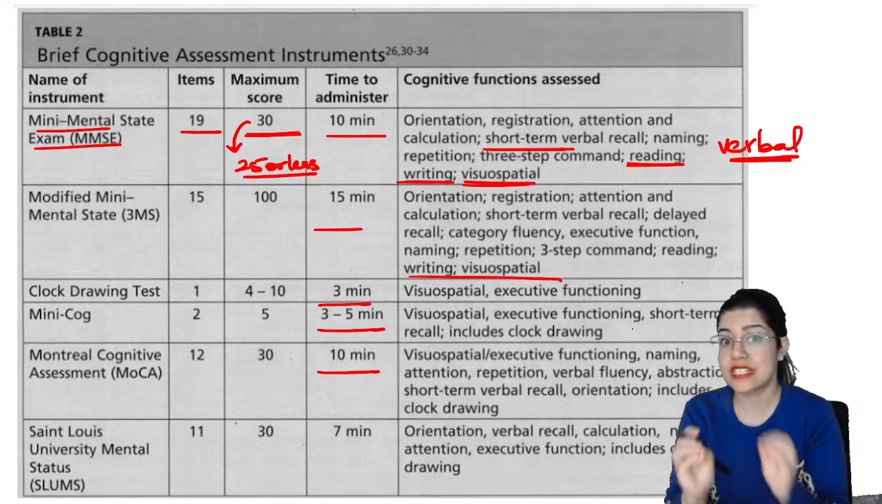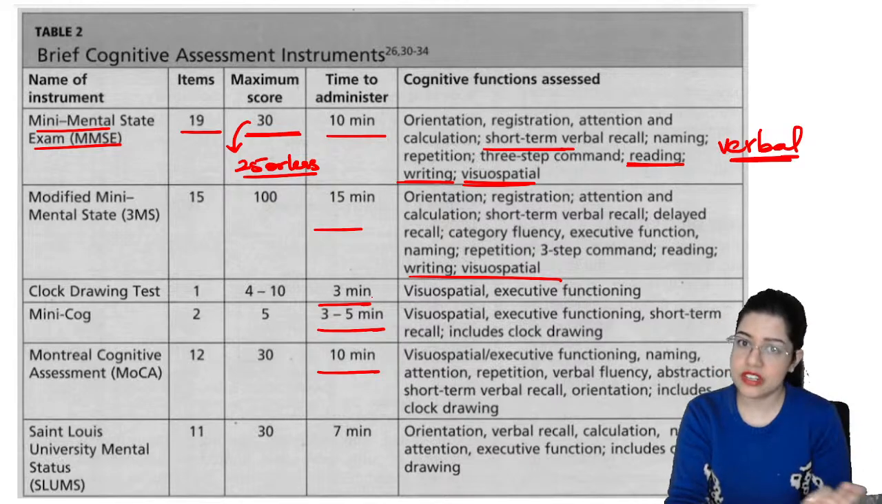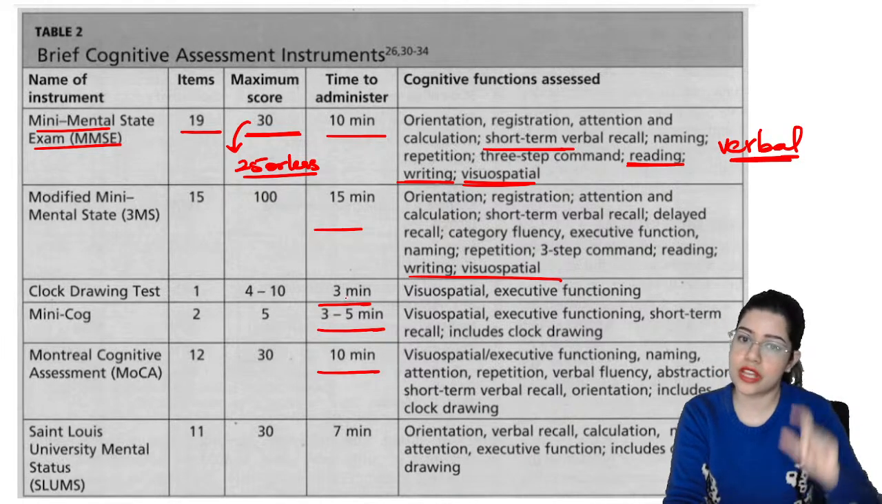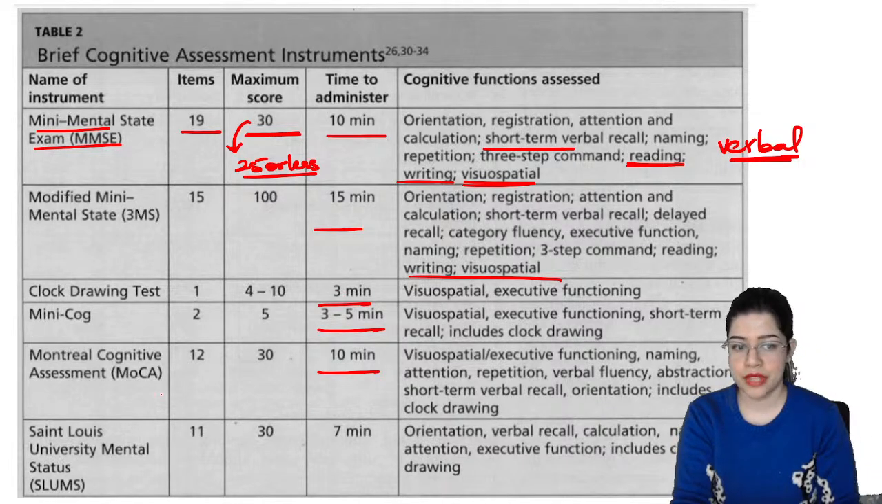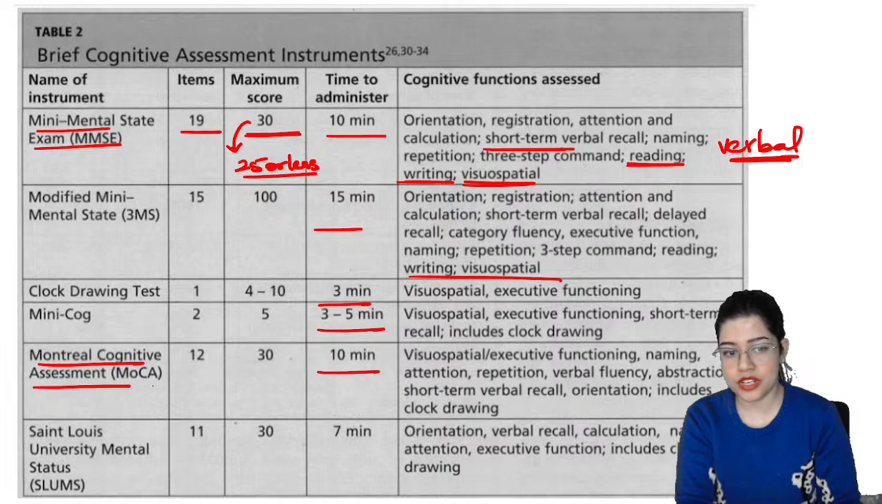This does not check for subtle defects. That means educated individuals, highly educated जो होते हैं, अगर उनमें damage भी होगी वो यहाँ पे हम detect नहीं कर पाएंगे. Therefore, the Montreal cognitive assessment has been developed. ठीक है, ये executive functions के लिए check करता है.